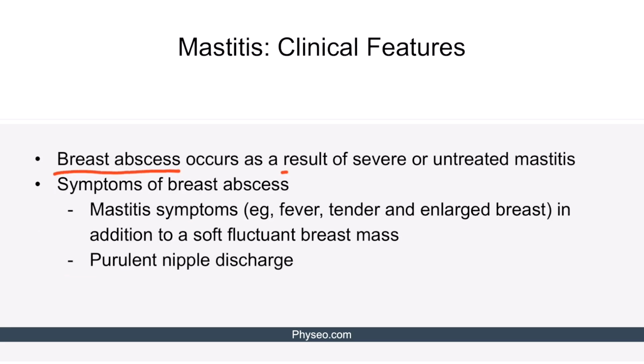Breast abscess occurs as a result of severe or untreated mastitis. Symptoms of a breast abscess include those of mastitis, such as fever, a tender or enlarged breast, in addition to the presence of a soft, fluctuant breast mass on physical exam. Purulent nipple discharge may also be present.